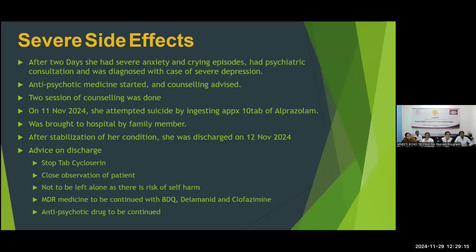On 11th November, she attempted suicide by ingesting approximately 10 tablets of alprazolam, and was brought to the hospital by her family member. The history was given by her daughter. After stabilization, she was discharged on 12th November from the private hospital. The discharge advice was to stop tablet cycloserine immediately, as it can lead to psychotic symptoms, and close observation of the patient, not to be left alone as there is a risk of self-harm. MDR medicines to be continued with bedaquiline, delamanid, and clofazimine. Cycloserine was stopped. Antipsychotic drugs and counseling to be continued.